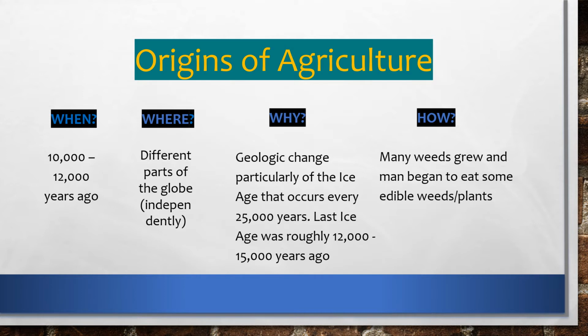Because of those land masses that were broken into different small pieces, many weeds grew. And now people, of course, had to find food, so they began to eat some of the edible weeds and even plants. That is where our agriculture began. Let us examine these questions further.